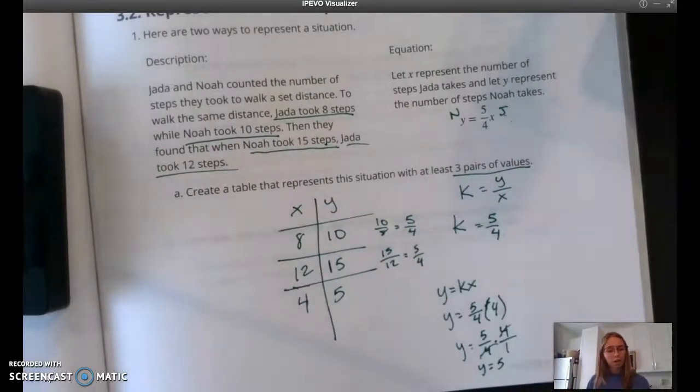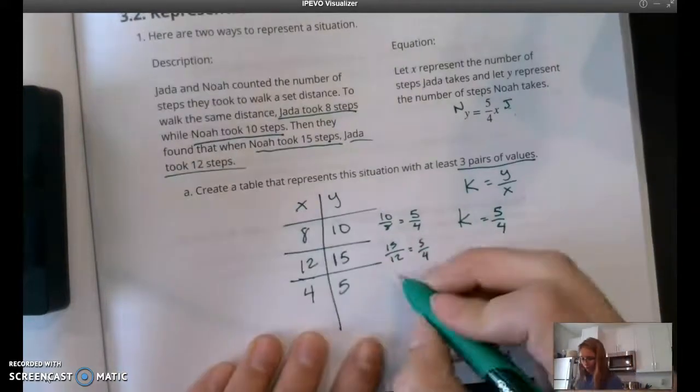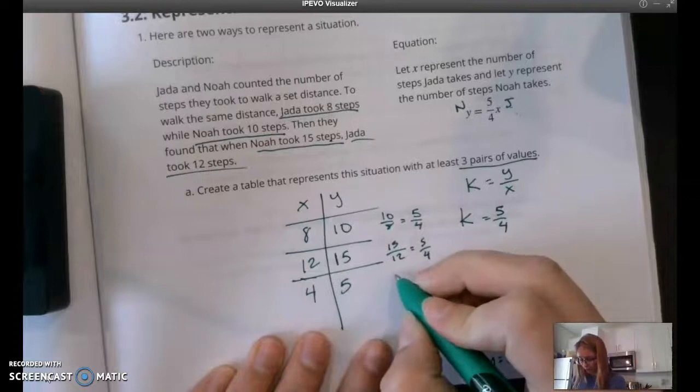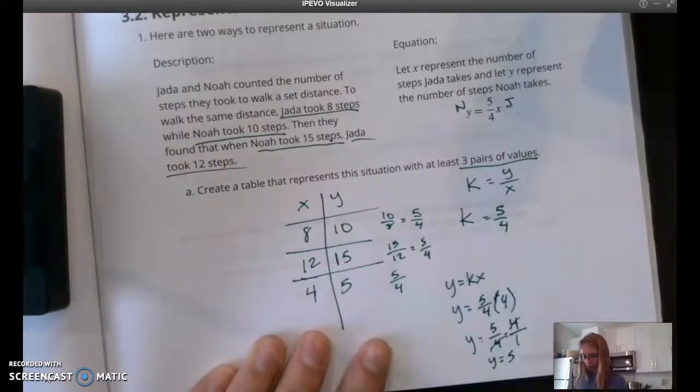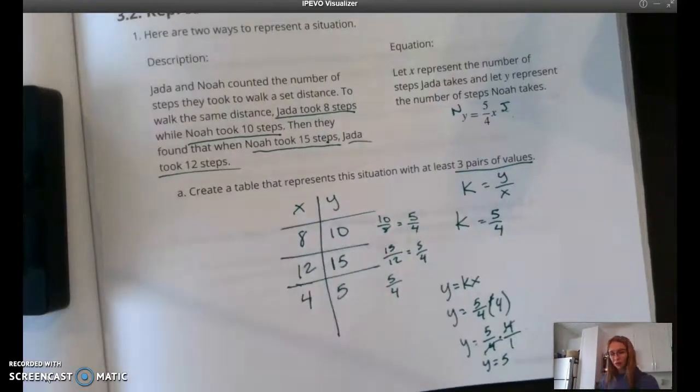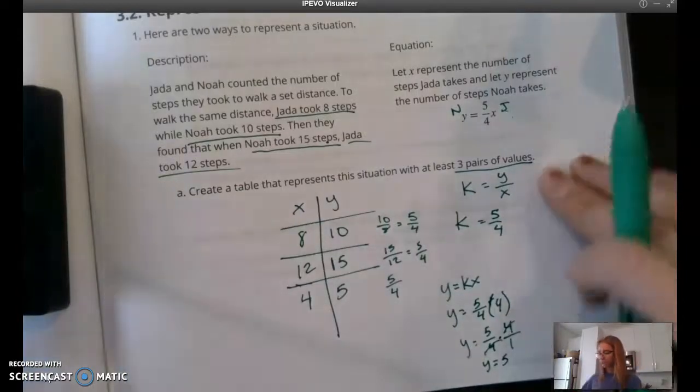Alright, so let's check our answer, and let's put our y over our x value and see if it reduces to our k value. So my y over x is 5 over 4, and looky there, it matches up perfectly. So there we go. We just created a table to represent all of the information they just gave us.